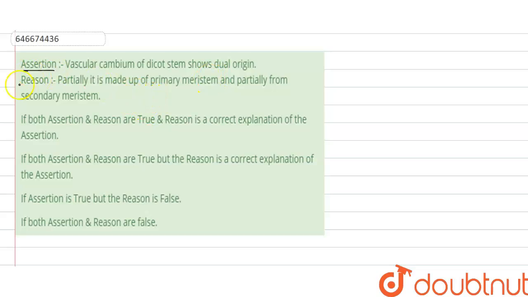Hello students. Today's question is an assertion and reason type of question. For that we have given 4 options. With these 4 options we have to select any one option which correctly suits the question.